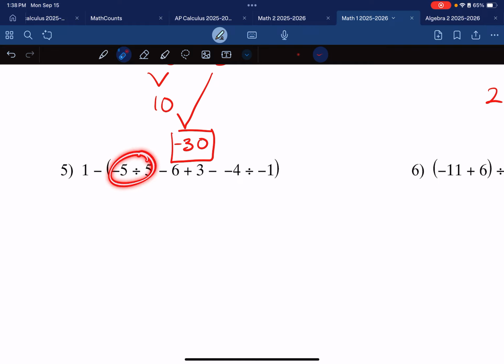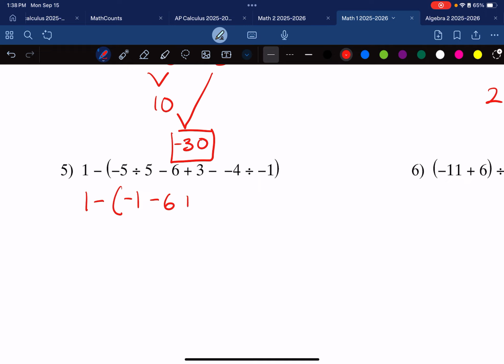So negative 5 divided by 5 is going to be a negative 1. A negative divided by a positive is a negative. Let's rewrite the rest of this problem. I have a 1 minus that. I have a minus, a 6, plus 3.